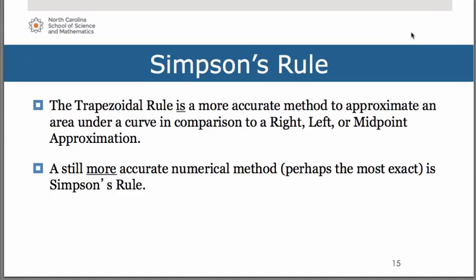To wrap up today, we're going to talk about Simpson's rule, which is another numerical method for determining and approximating the area under a curve. It generally is true that the trapezoidal rule is more accurate compared to a right endpoint approximation or left endpoint or midpoint approximation. Simpson's rule, however, is considered one of the most accurate numerical methods out there. It is named for the British mathematician Thomas Simpson, who lived from 1710 to 1761.